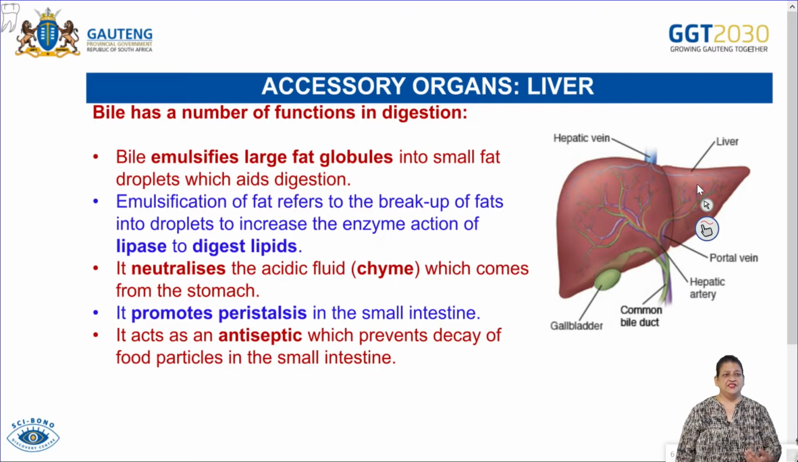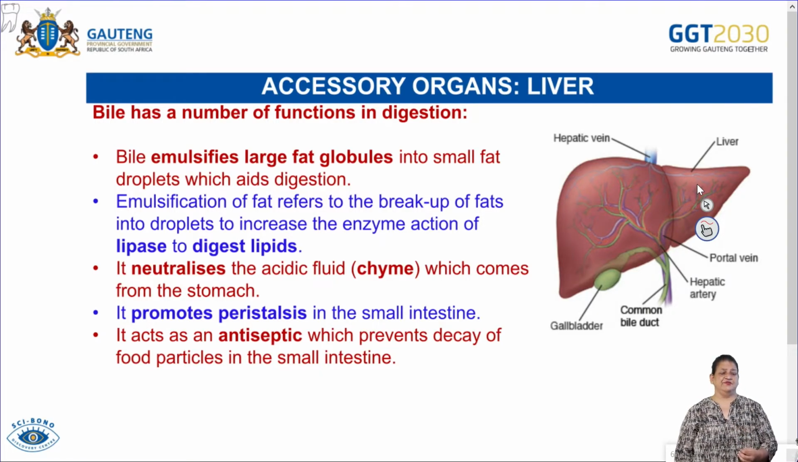Emulsification of fat refers to the breaking down of fats into droplets so that the enzymes can work better on a small droplet of fat instead of a big fat globule. Just think of butter when it's very, very hard, and then you take it and leave it in the sun and it becomes fluid-like. In the same form, the bile emulsifies your fat globules into droplets so enzymes can work better.